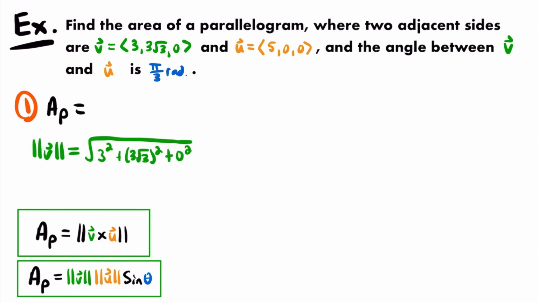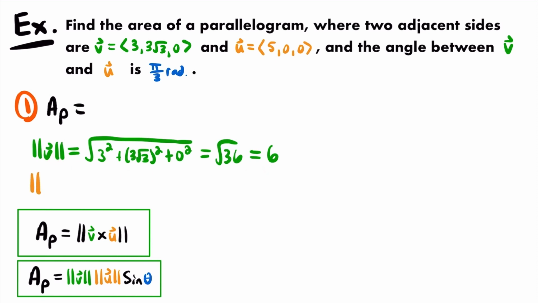Now 3 squared is 9, and 3 square roots of 3 squared will be 3 squared times the square root of 3 squared. So that will be 9 times 3, right? The square root of 3 squared will just be 3. So we have 9 times 3, which is 27, and then 0 squared is 0. So this is equal to the square root of 9 plus 27. And 9 plus 27 is 36. So this would become the square root of 36, which is equal to 6. Okay? So the magnitude of vector v is 6.